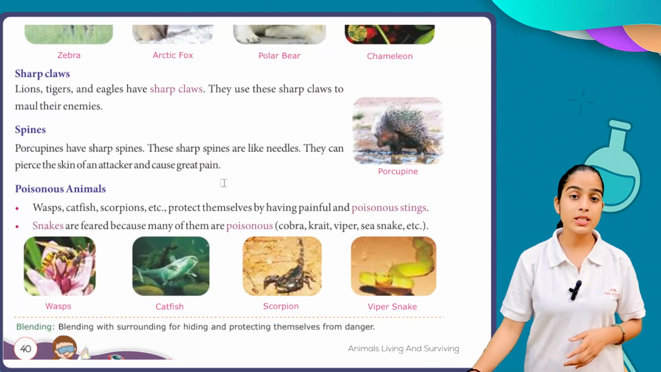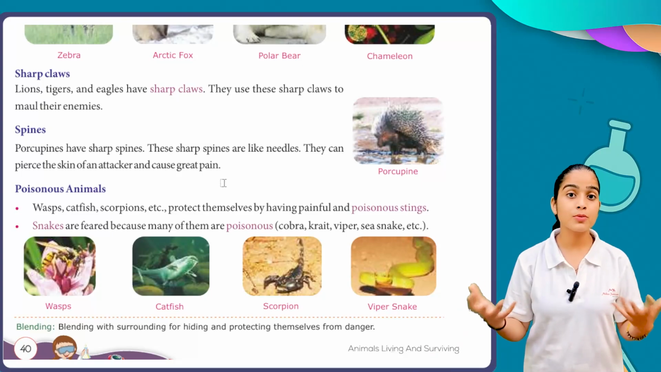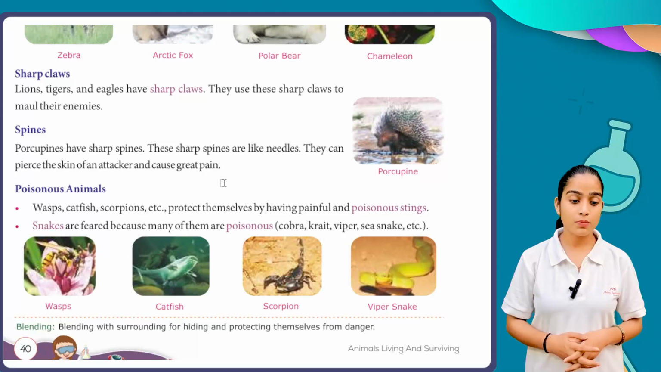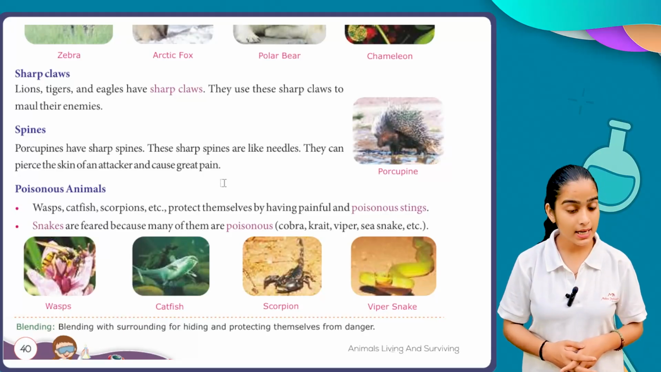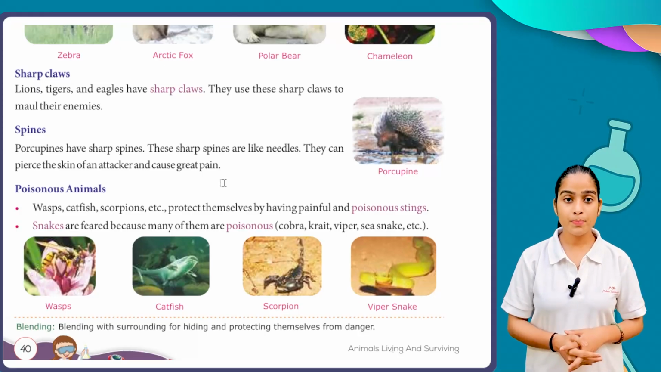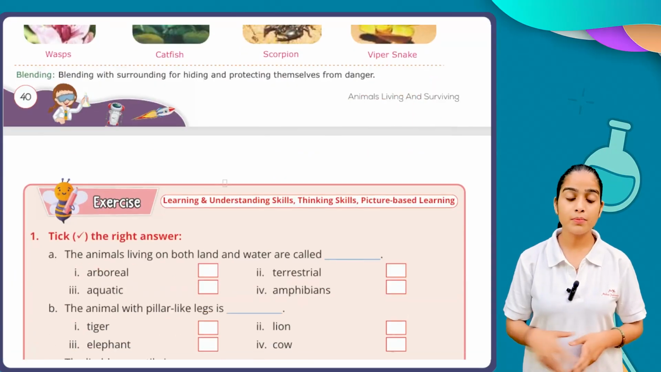Next, we have poisonous animals. How do animals protect themselves? They can also be poisonous. Wasps, catfish, scorpions, etc. protect themselves by having painful and poisonous stings. Snakes are feared because many of them are poisonous: cobra, krait, viper, sea snake, etc. With the help of a painful and poisonous sting, these animals can protect themselves from their predators.